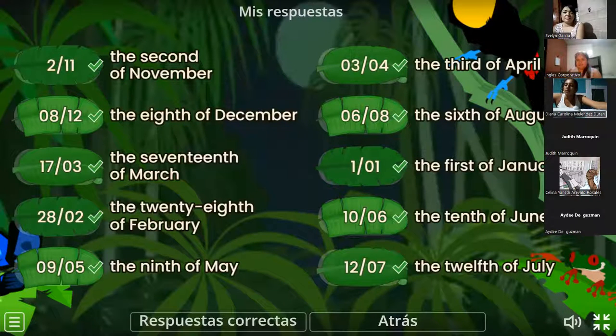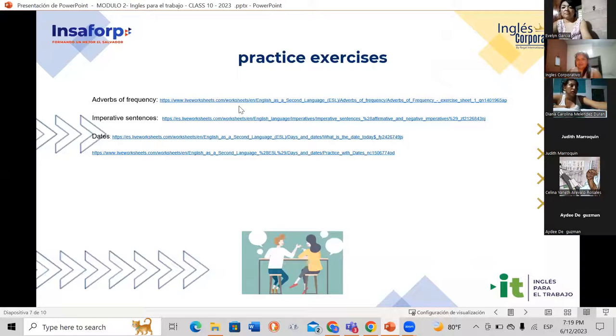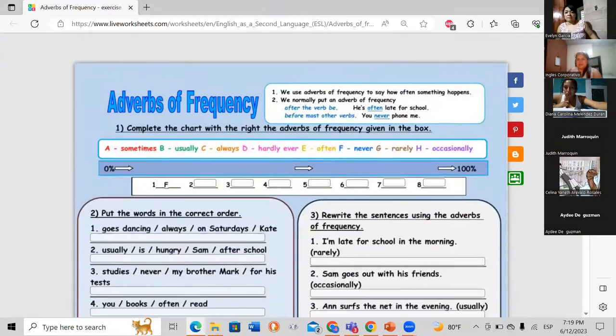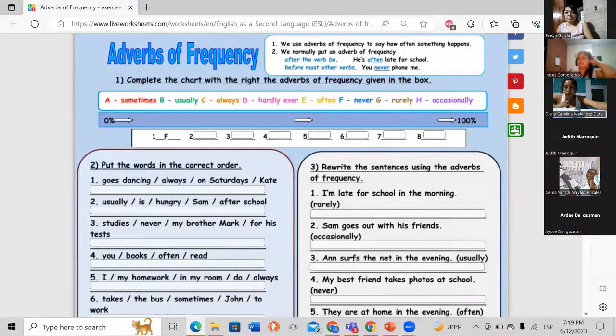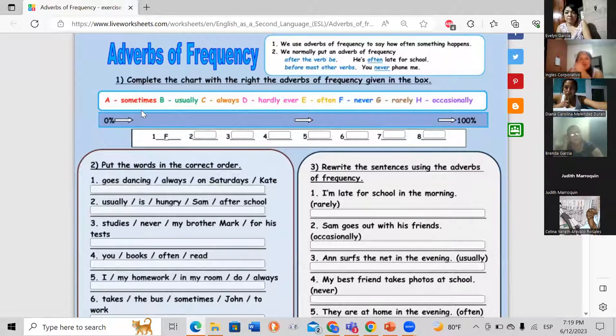Let me see. So we have more exercises here. Okay, we are going to practice the adverbs of frequency again because we are practicing now. It says complete the chart with the adverbs of frequency given in the box. From 0% to 100%. Do you remember what the percentage is? Which one will be the first one here? In the ninth, in the eighth place?